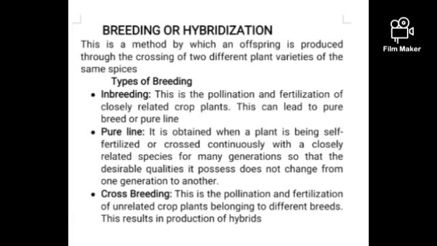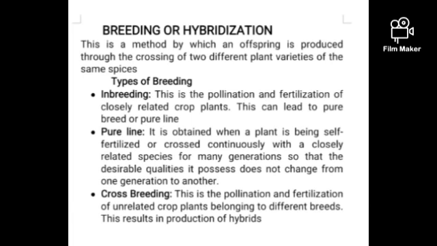And lastly, we'll talk about the third process of crop improvement, which is breeding or hybridization. Breeding or hybridization is the method by which an offspring is produced through the crossing of two different plant varieties of the same species.